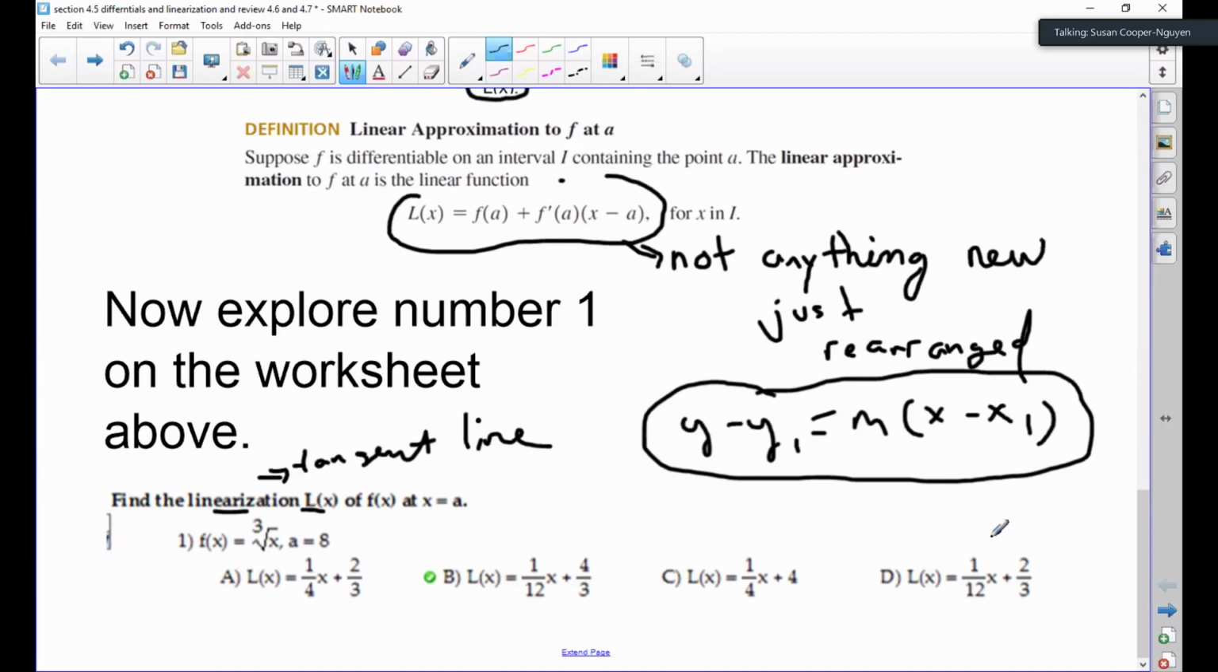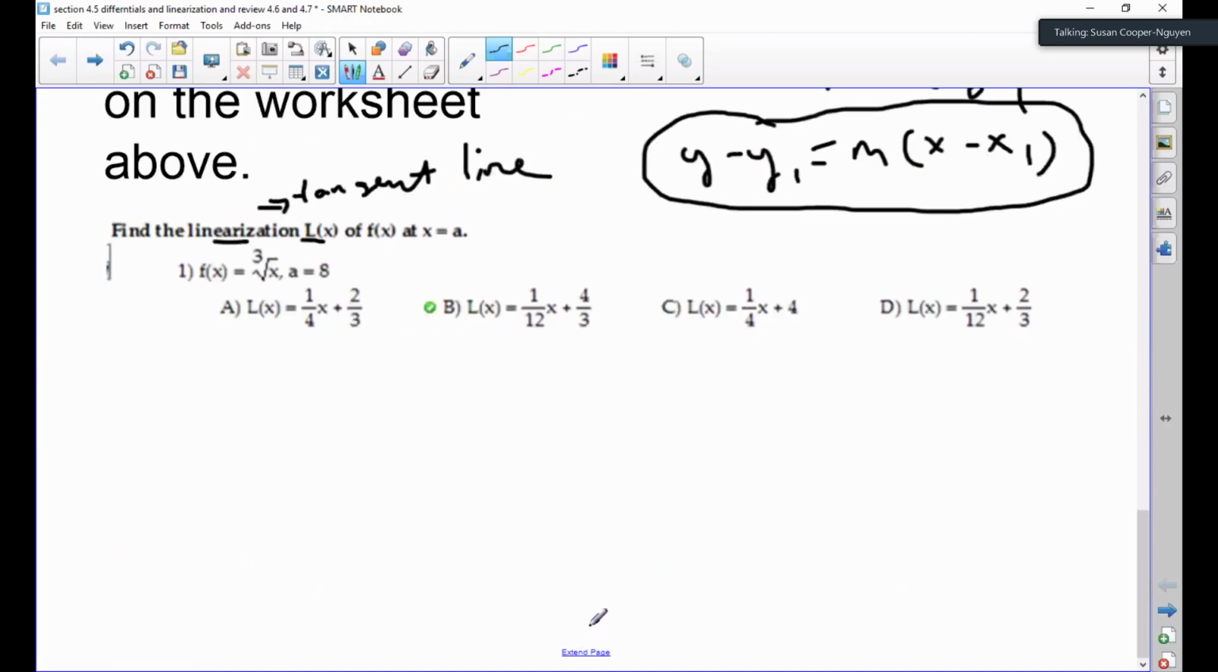Okay. So find the linearization L of x at x equals a. All right, so now we know the trick. When they say those words, linearization L of x, it just means find the tangent line. All right, so let's go for it.